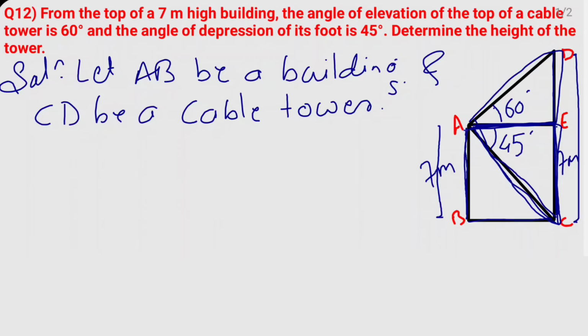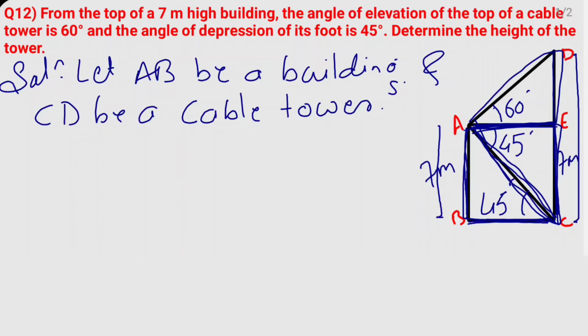So now look at the figure. Here AE is parallel to BC. BC is the ground and AE is the horizontal line. These two are parallel, so this angle is also 45, alternate angle. Is it clear? So here I will consider a triangle ABC.